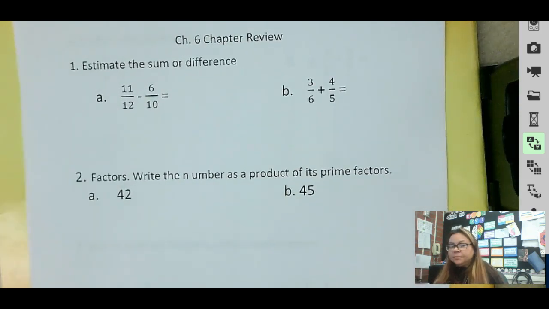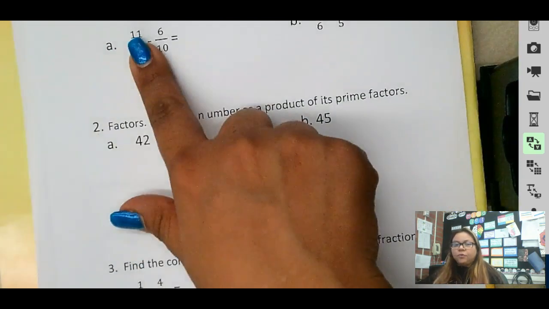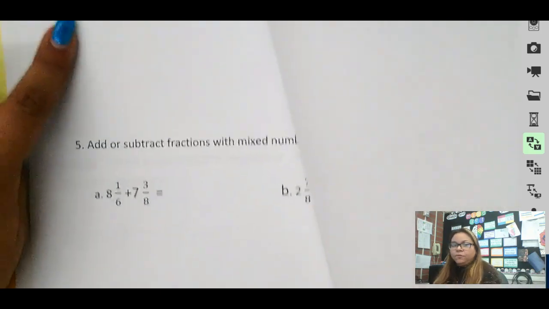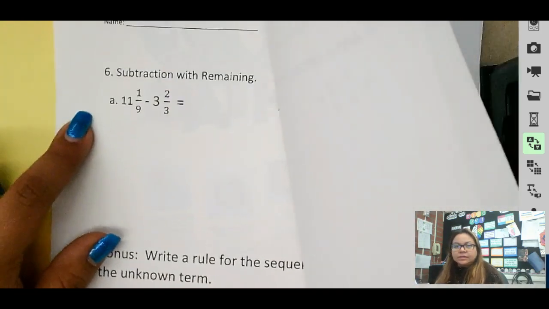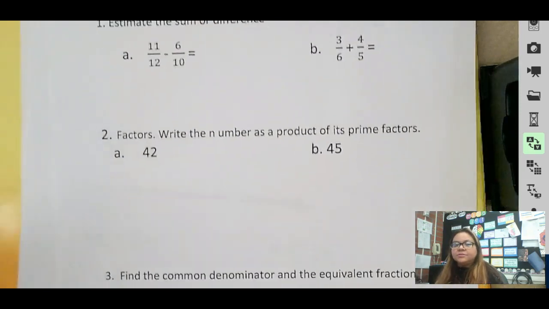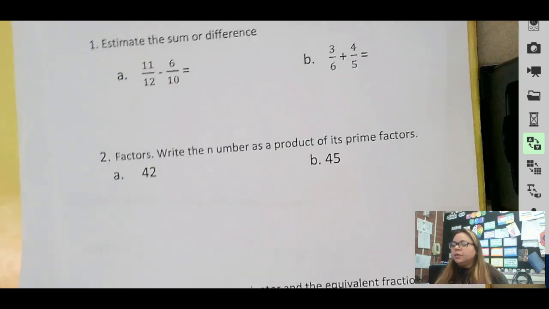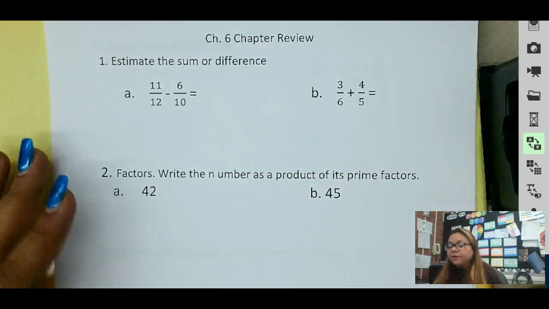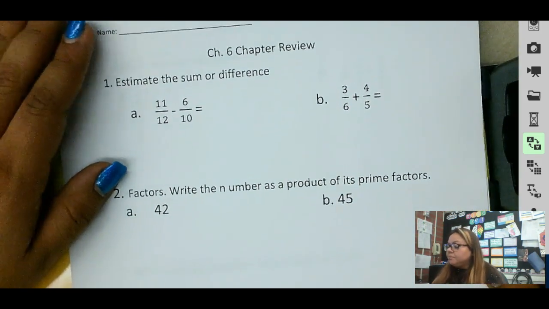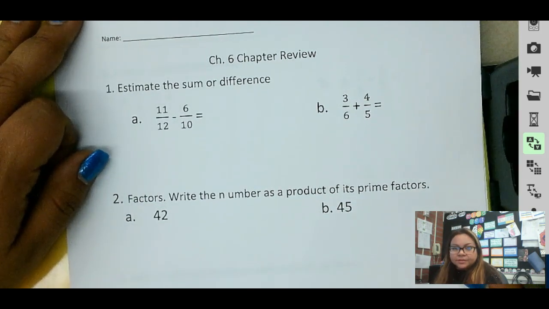So I separated my review into 6 numbers. I have 1, 2, 3, 4, 5, and 6. So that means that there are 6 different components or things that you need to know how to do. I'm just focusing on that because these are very, very important things that you need to know. So the first one is estimate the sum or difference.